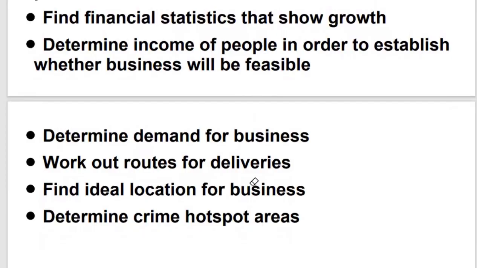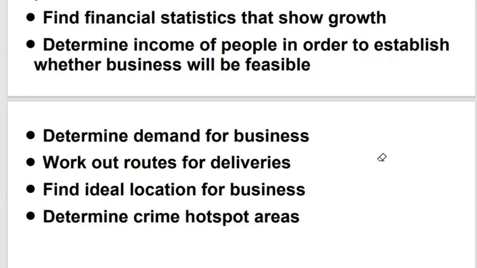Then work out routes for deliveries. Yes, you can also figure out the route network, the road network, or the rail network in the area if it's necessary, so that you can figure out your deliveries for the business in the area, and also find the ideal location for the business, an area which is more suitable for location of a business. And then lastly, determine crime hotspots in the area.